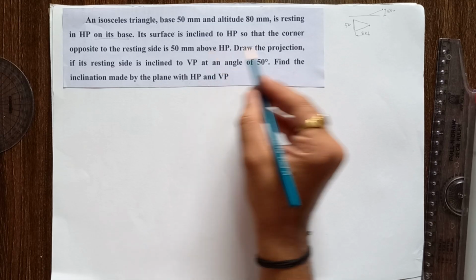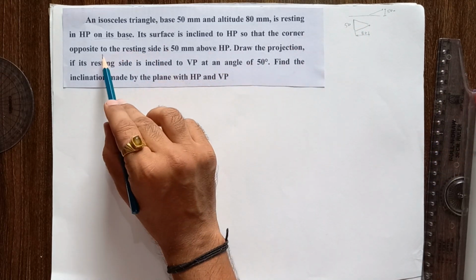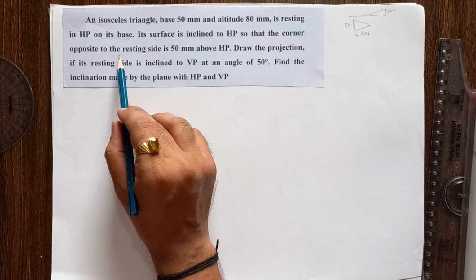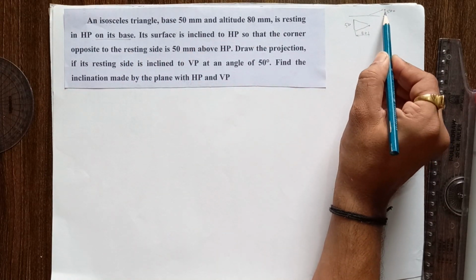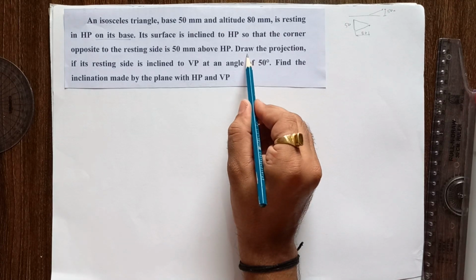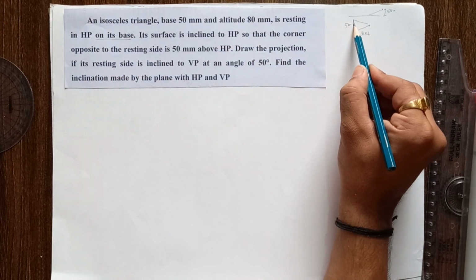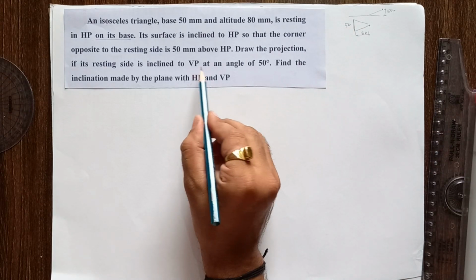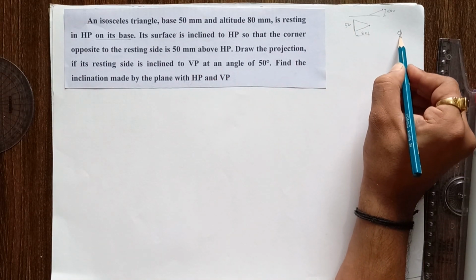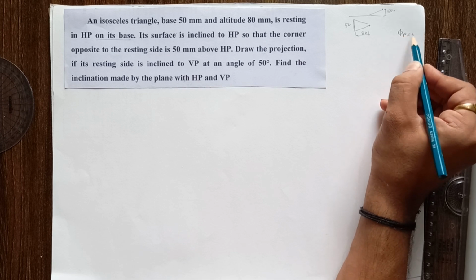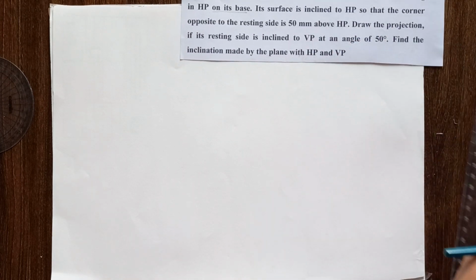In this problem, no theta plane angle is given, but the condition is given that the corner opposite to the resting side is 50 mm above HP. So this corner is 50 mm above HP. The next condition is: draw the projections if the same resting side is inclined to VP at an angle of 50 degrees. So friends, here the phi plane angle is given. It is 50 degrees. Now see the solution of this problem.